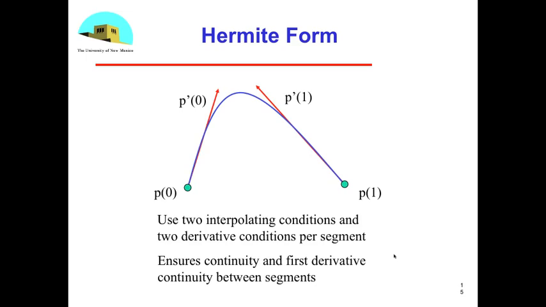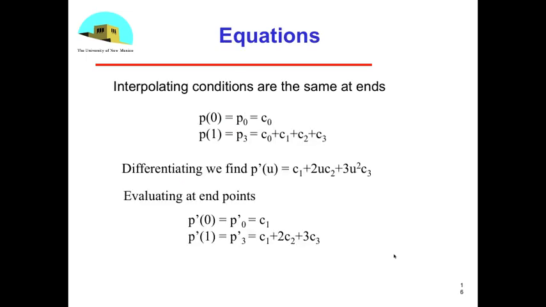So this should be a much, much smoother surface, and we can derive the equations exactly as we did before. If I give you the data, the interpolating conditions at the ends are that P0 is P of u evaluated at u equals 0, which is just C0, and P of 1, which we'll call P3, because that's the same notation we used before, is P of u evaluated at u equals 1, and that's the sum of the C's.